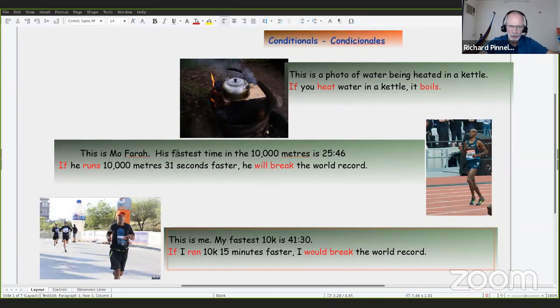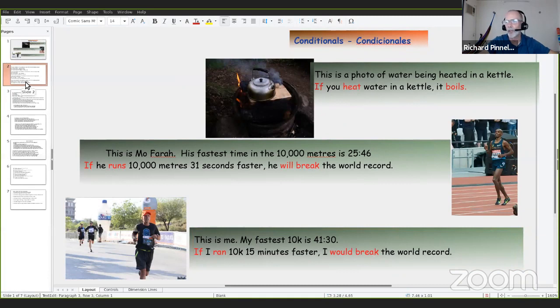This is Mo Farah. His fastest time in the 10,000 meters is 26 minutes and 46 seconds. If he runs 10,000 meters 31 seconds faster, he will break the world record. This is an example of the first conditional. And this is me running a race. My fastest 10K is 41:30. If I ran 10K 15 minutes faster, I would break the world record. So zero conditional, first conditional, second conditional. These three conditionals we saw before.